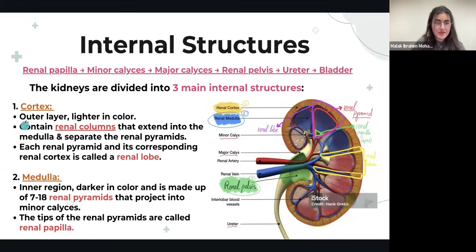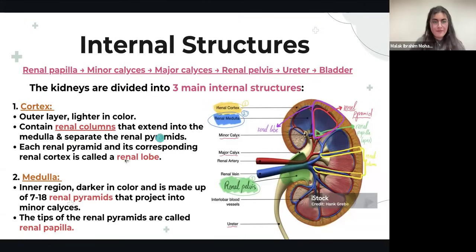So as we said, it's the outer layer and it's lighter in color. It contains the renal columns that extend inside and separate the renal pyramids. And each renal pyramid has its corresponding renal cortex. So this is your renal pyramid, okay, which is just the medulla, okay? And then you have the part of the cortex that's outside, plus the renal pyramid gives you the renal lobe. So one renal lobe is equal to the renal pyramid, which is basically the medulla, and its corresponding cortex on the outside.